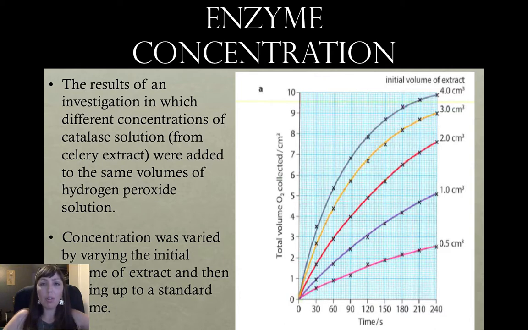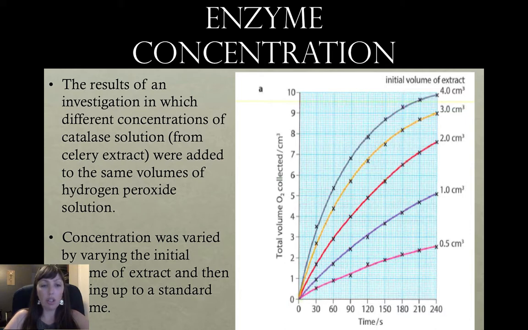Okay, so the first factor we're going to talk about that affects enzyme action is enzyme concentration. So on your screen, you have the results of an investigation in which different concentrations of catalase solution, which is the enzyme, were added to the same volumes of hydrogen peroxide solution. And if you remember from our last lecture, when you add catalase to the hydrogen peroxide solution, and remember water is added to make sure that everything is at equal volumes, one of the first signs that the reaction is occurring is the release of oxygen gas. And so you see that in the form of bubbles, okay?